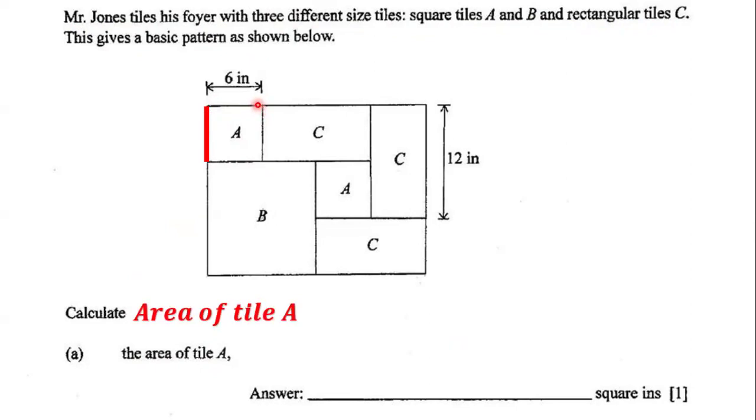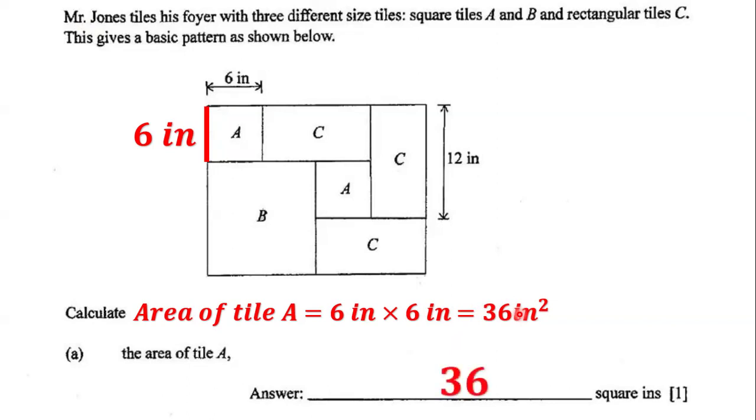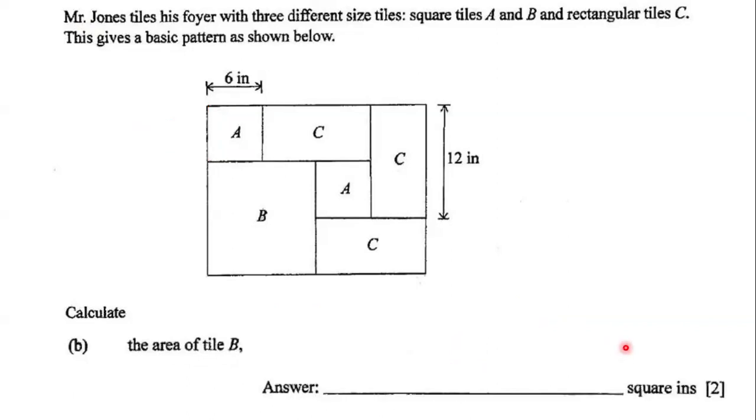And so the area of tile A is going to be length times width, which is 6 inches for the length and 6 inches for the width. That's going to give us 36 inches squared, or 36 square inches. And so that's going to be the answer for part A. The area of tile A is 36 inches squared.